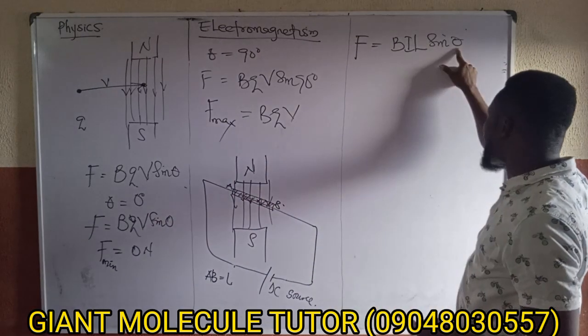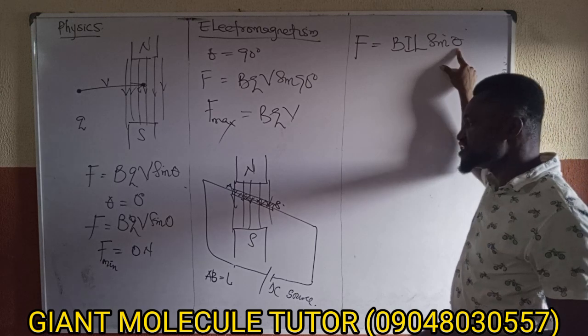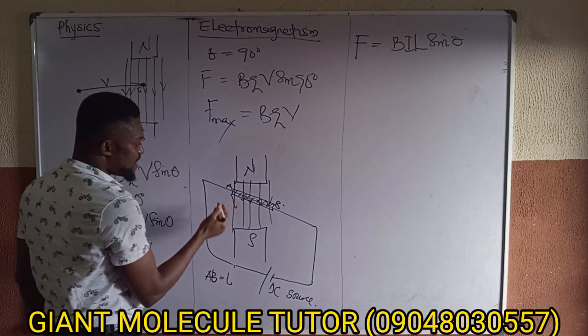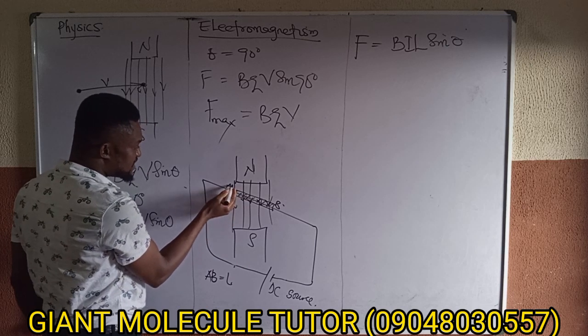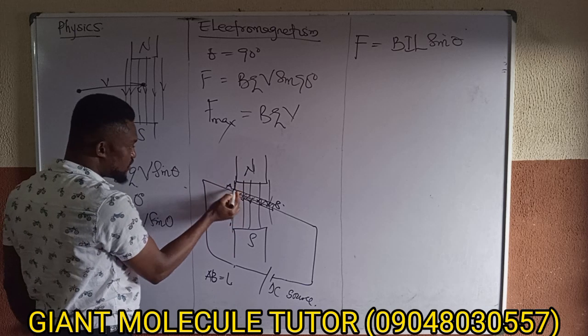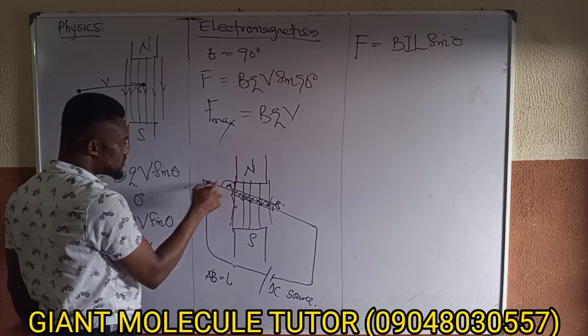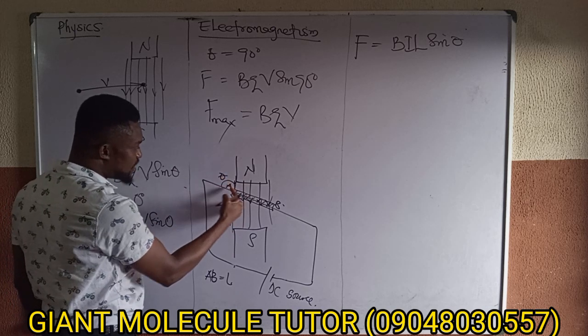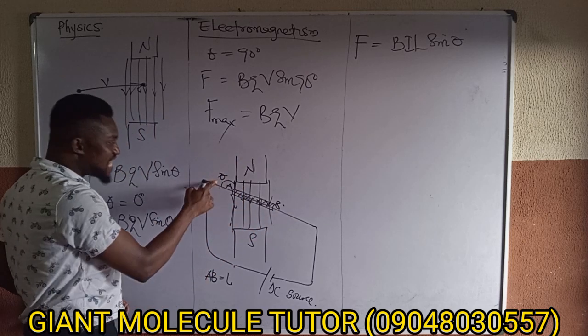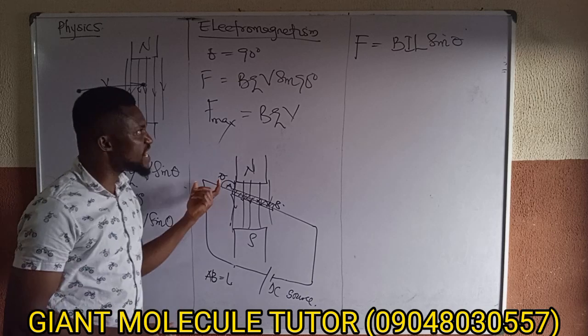Then the sine of the angle between the magnetic field and the conductor. Look, we have an acute angle here. At this point, we have a field, then we have the conductor. There is an acute angle here, the angle between the direction of the conductor and the magnetic field. That angle is what is measured.